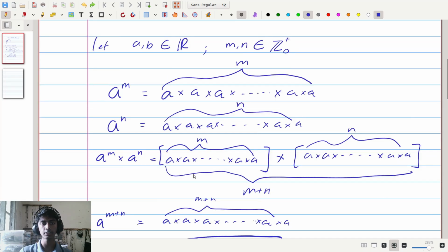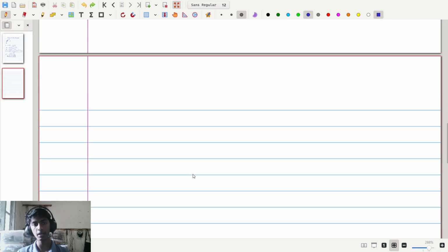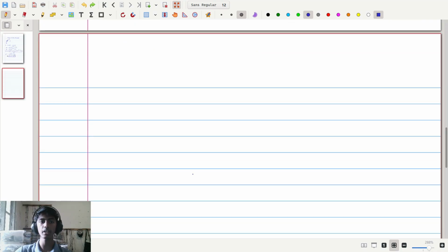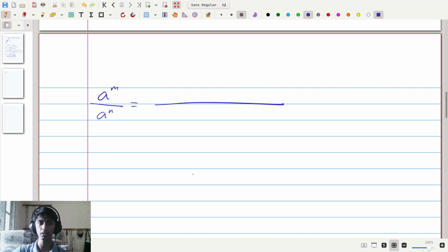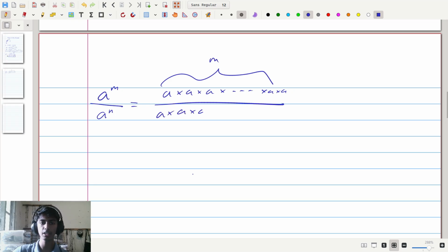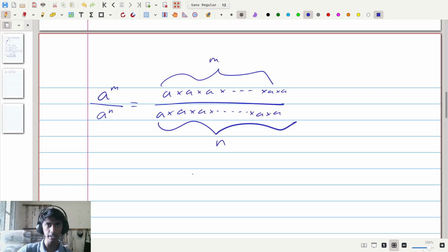Next, let's try and consider what a to the m divided by a to the n is. Well, on top we have m a's in total: a times a times a times dot dot dot times a times a. On bottom we have a times a times a times dot dot dot times a times a, and here in the denominator we have n total a's.